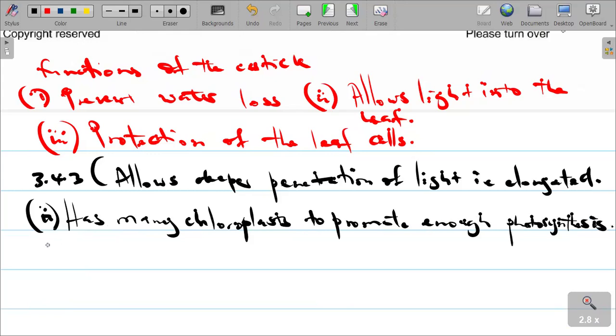I'm sure that you remember, this question is repeating. We thought that chloroplast is important for maximum absorption of light, which of course allows for photosynthesis.